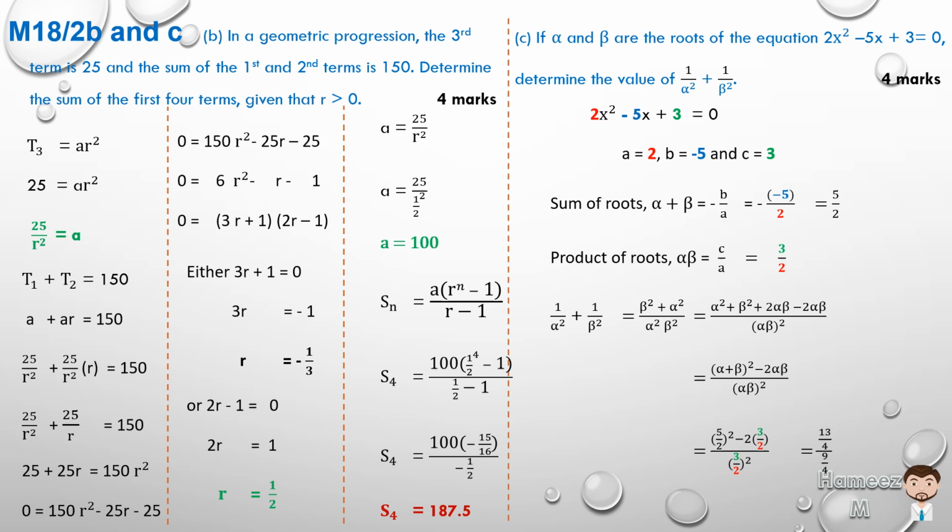So we get 25 on 4 minus 3, which is 13 on 4, all over 3 on 2 squared, which is 9 on 4. And if we're dividing fractions, you can use your calculator. We can just work it out: 13 on 4 times 4 on 9. The 4's cancel, so we're left with 13 on 9. So that will be the value of 1 on alpha squared plus 1 on beta squared.